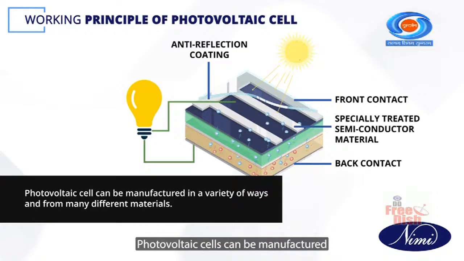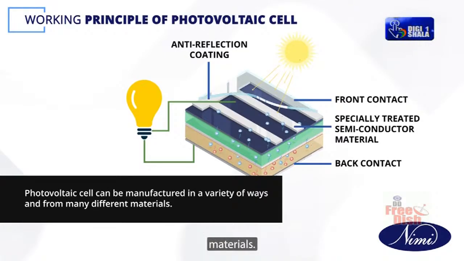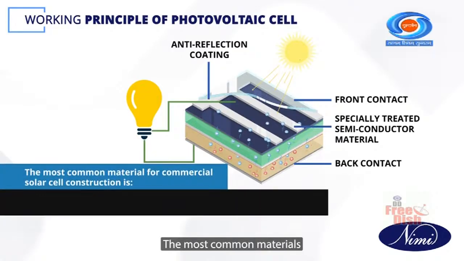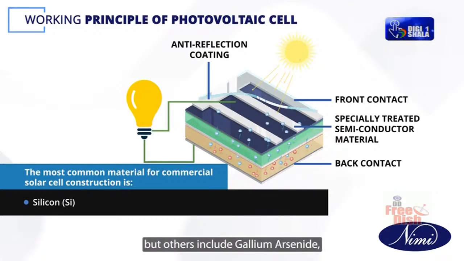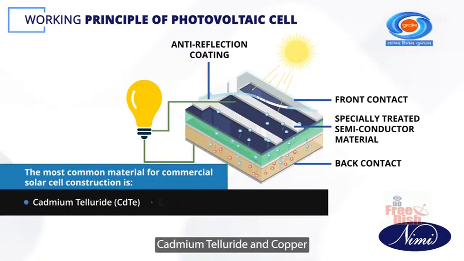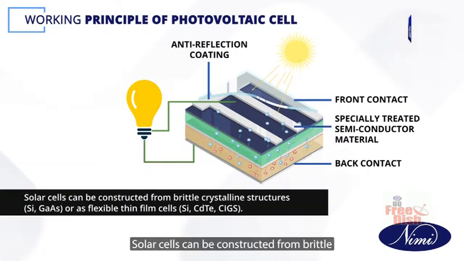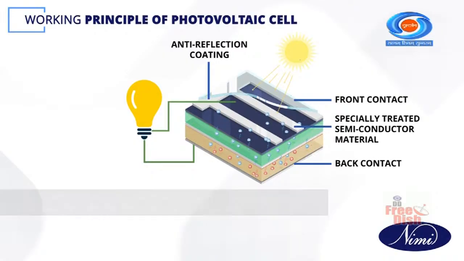Photovoltaic cell can be manufactured in a variety of ways and from many different materials. The most common material for commercial solar cell construction is silicon, but others include gallium arsenide, cadmium telluride, and copper indium gallium selenide. Solar cells can be constructed from brittle crystalline structures or as flexible thin film cells.